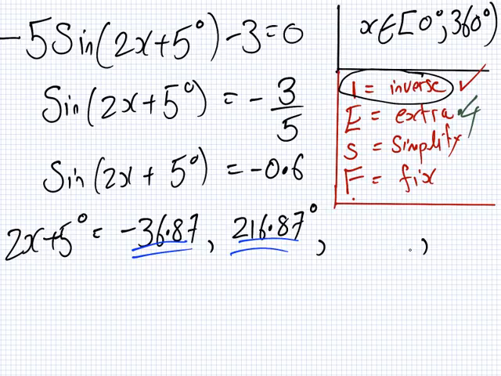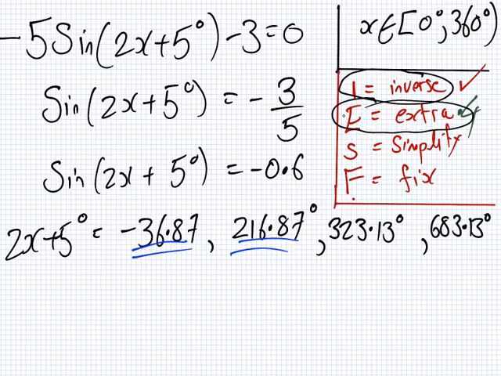So minus 36.87 plus 360 is 323.13 roughly. And then 323.13 plus 360 is 683.13. So now I've done this step. And notice that I didn't fix this angle because that's not until the end.